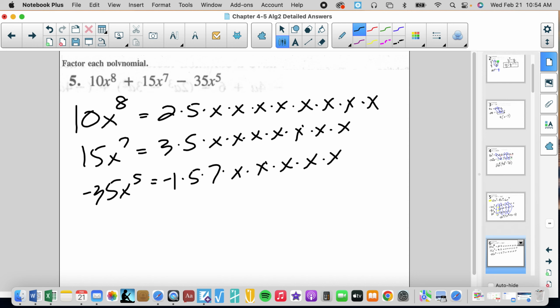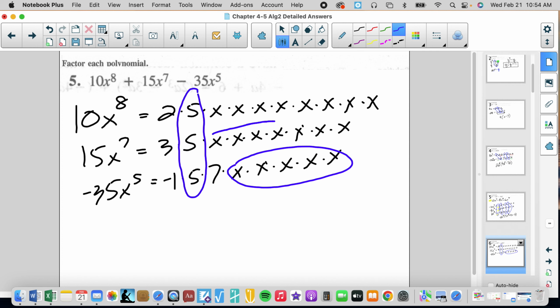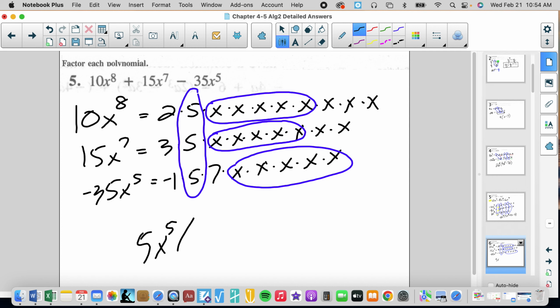So what do they have in common? I'm going to do this shortcut. We see this. And then I should know that I have 5 that I can pull from here. So that means the maximum I can pull from here is 5. And I can pull 5 from here. I can't pull more than my smallest number. Hopefully some of you have already seen the logic behind that. So my GCF is going to be 5x to the 5th.